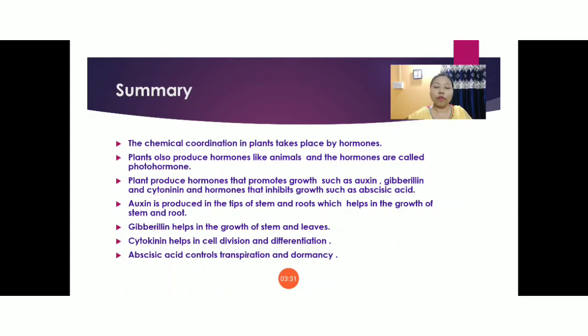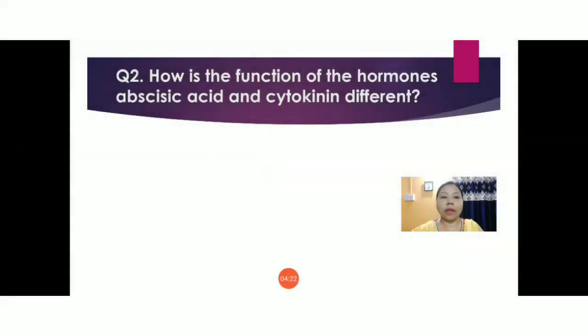So this is all for today's class. But before that, let us look at this question. I told that I'll be giving 2 questions. So this is the second question. How are the functions of the hormones abscisic acid and cytokinin different? So you need to differentiate between the functions of abscisic acid and cytokinin.